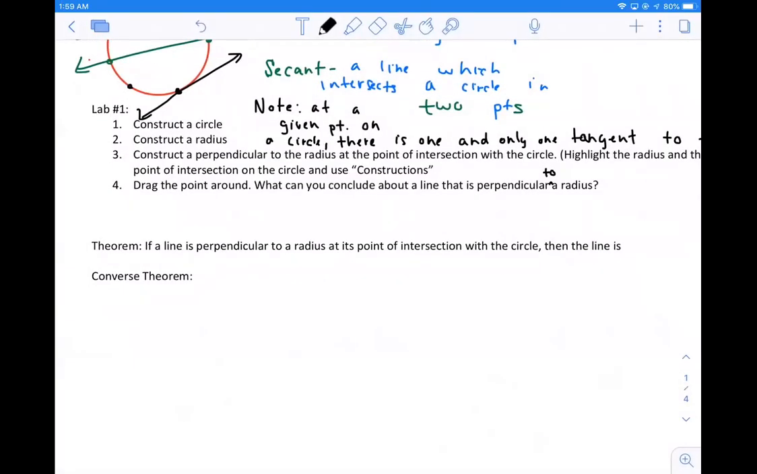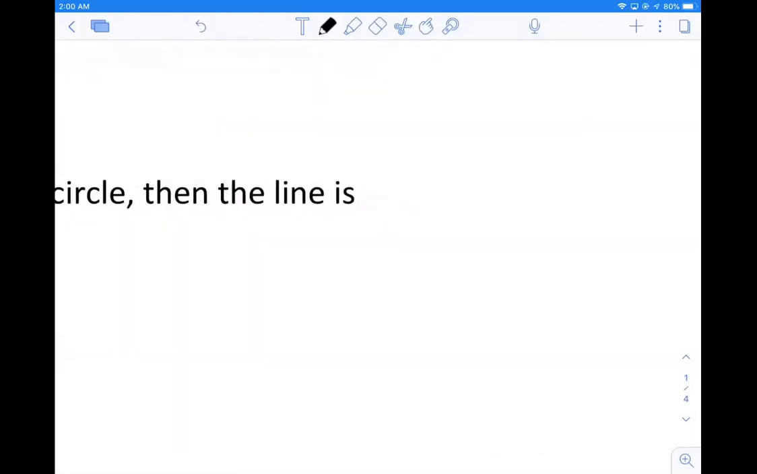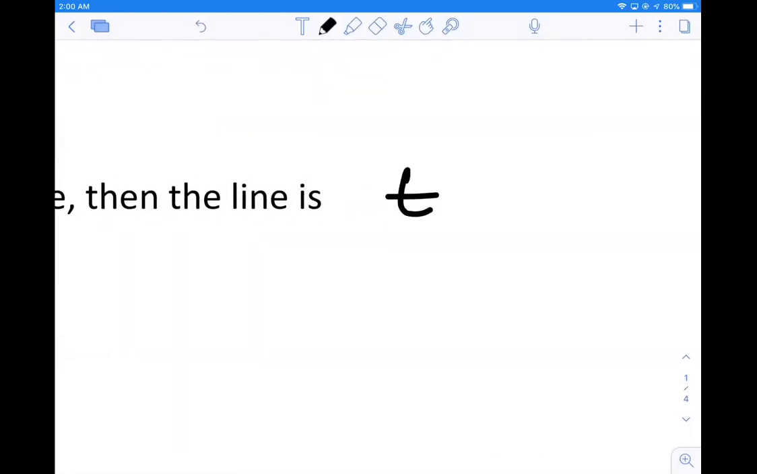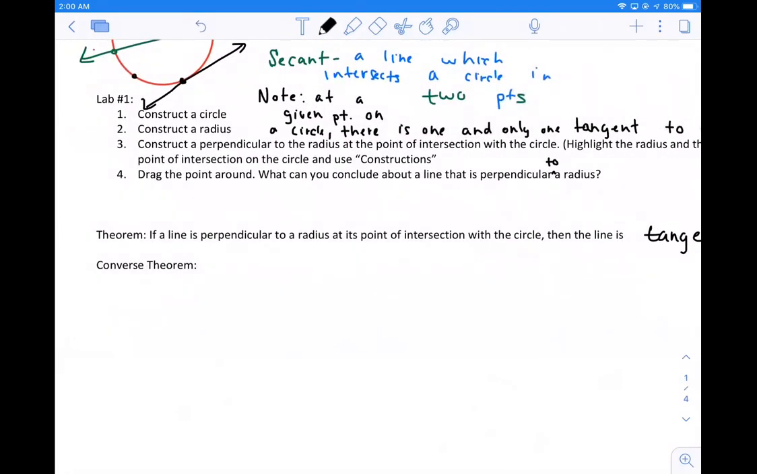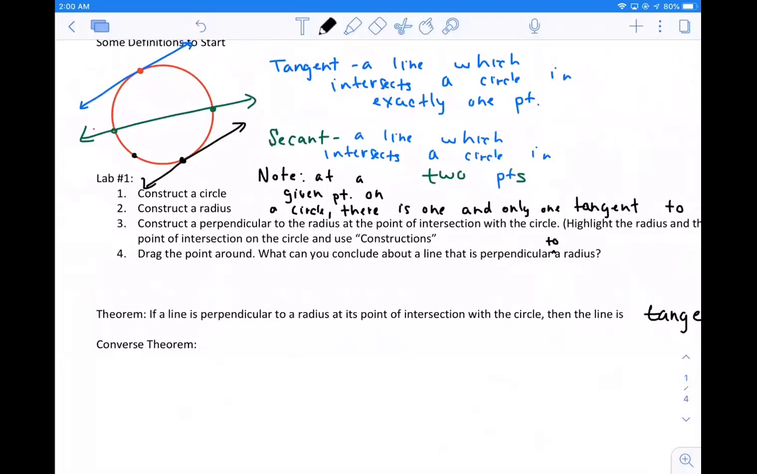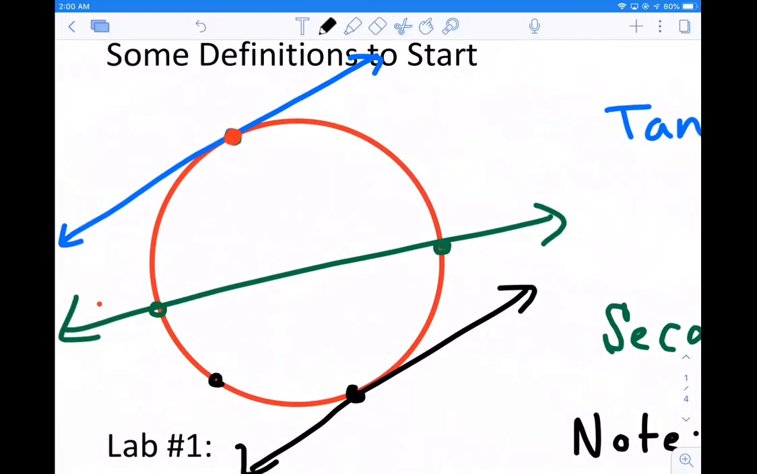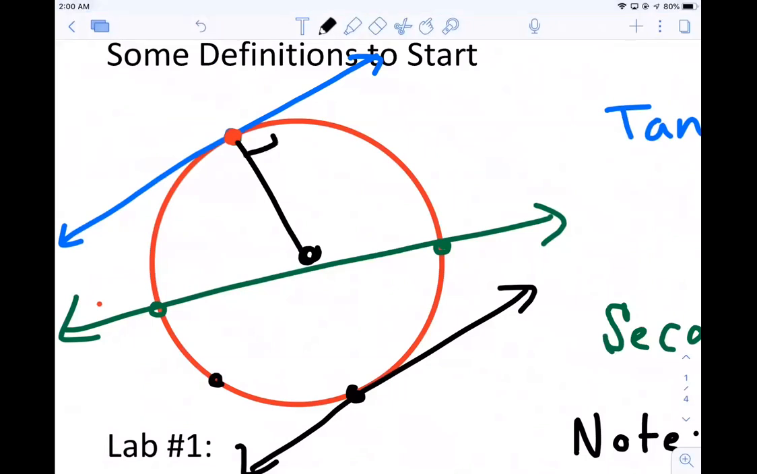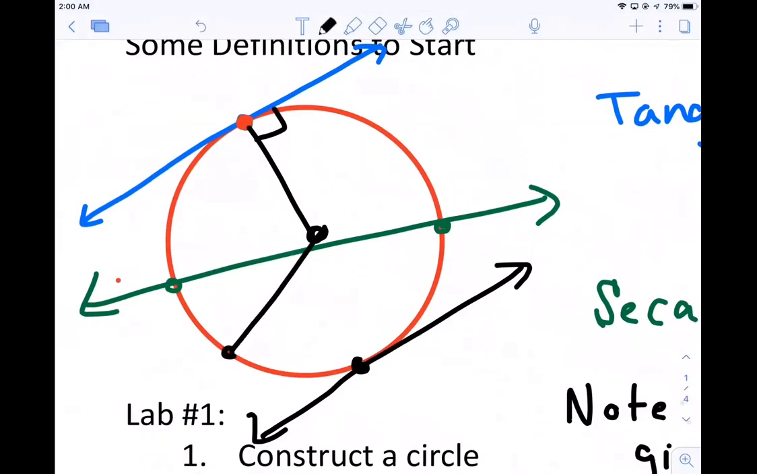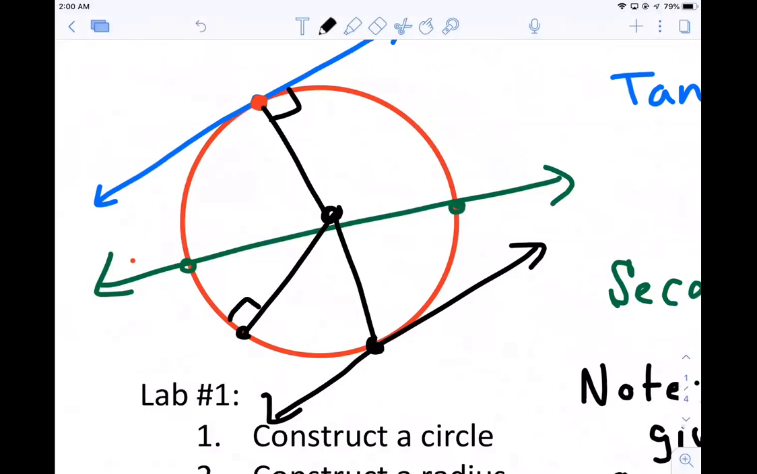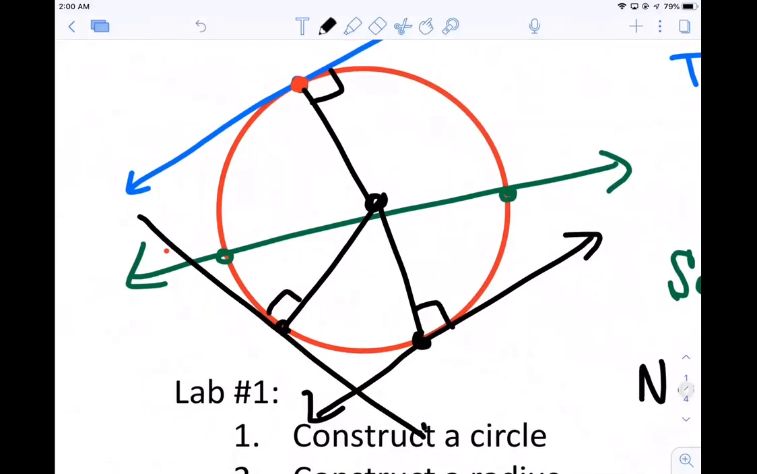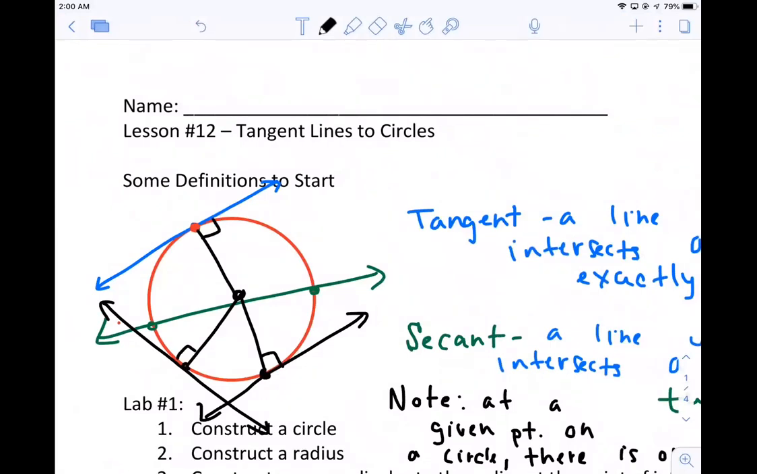And so our theorem says, if a line is perpendicular to a radius at its point of intersection with the circle, then the line is tangent. We already know it's perpendicular, that was the given. All right, if a line is perpendicular to a radius at its point of intersection with the circle, then the line is tangent. So all of these tangent lines I drew over here, these are actually perpendicular with a radii, or any radii. And there's no tangent line here, so let me draw one in. Boom, that's what that theorem is saying.